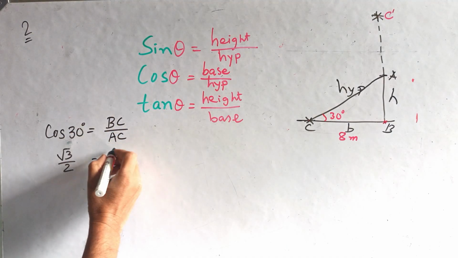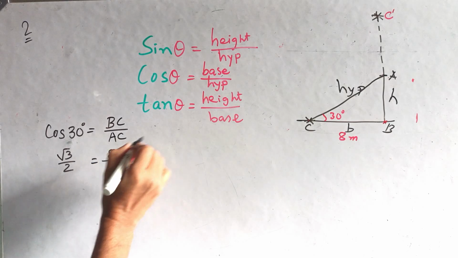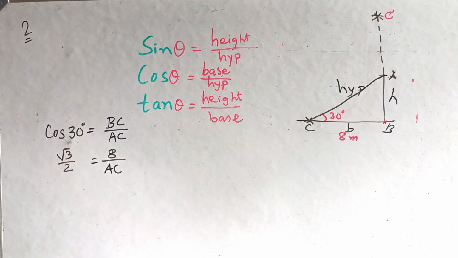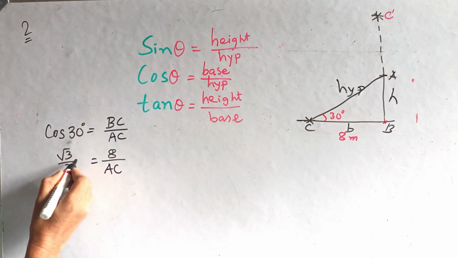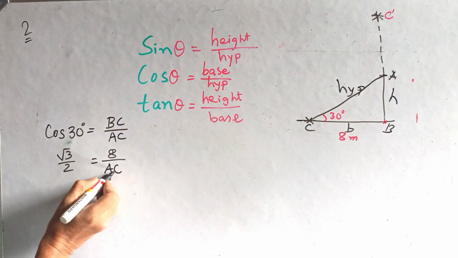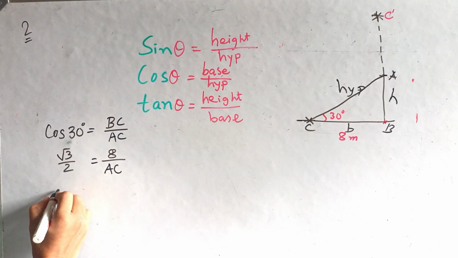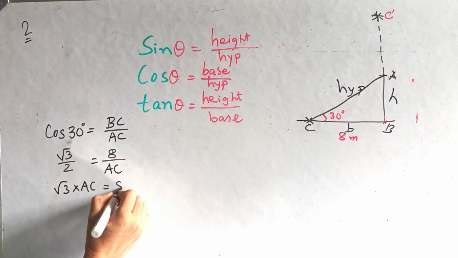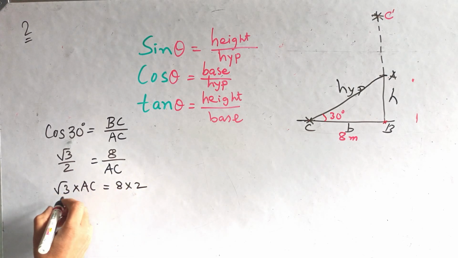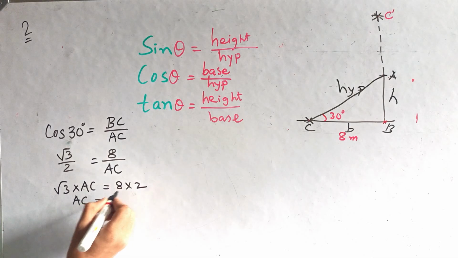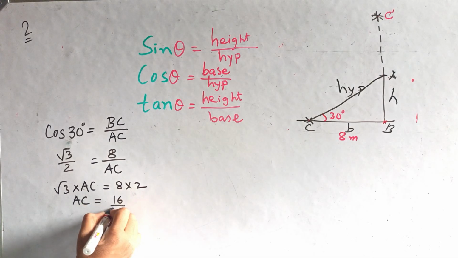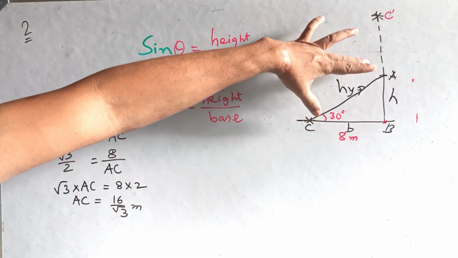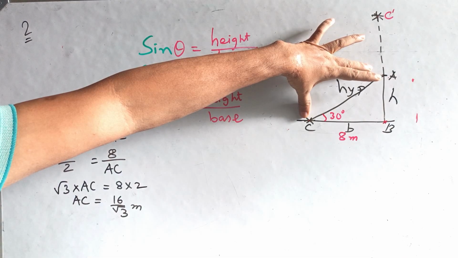And BC is given as 8 meter, AC is to be found out. Okay, so from here, if you multiply, this is the unknown part, so I'll do root 3 into AC first and then 8 into 2 on this side. So AC is 16 by root 3 meter. So we have found this part of the tree.